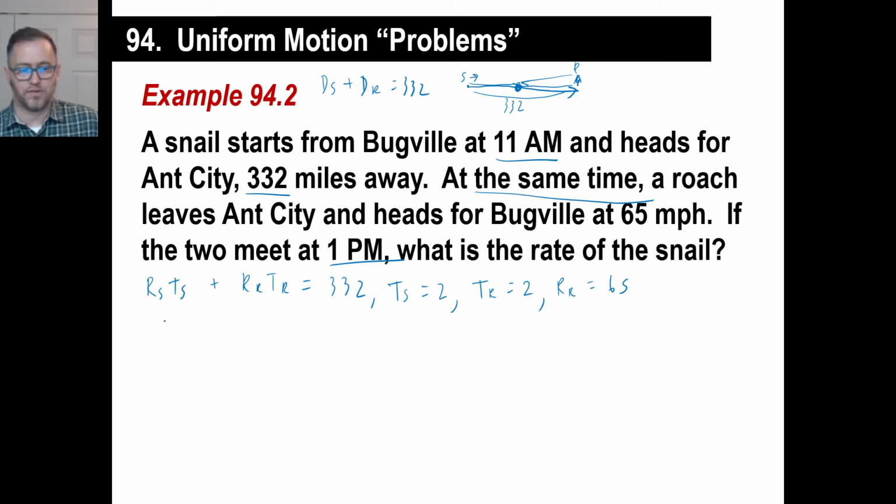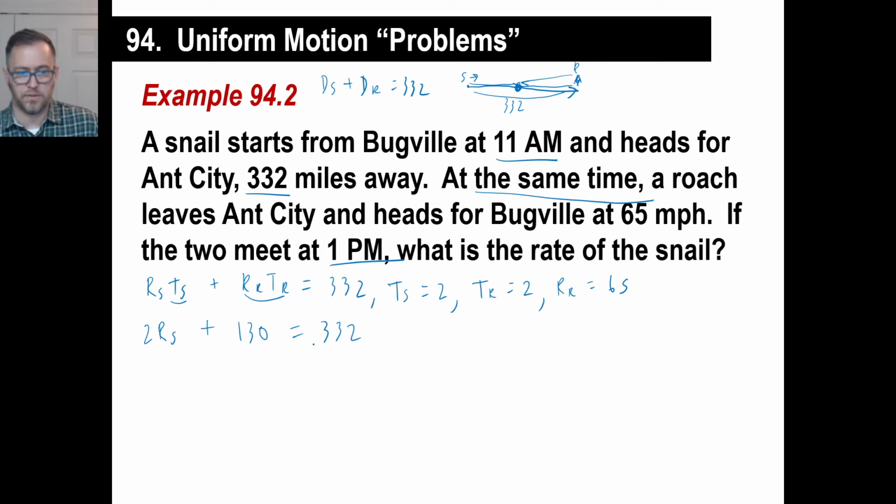Okay, I'm assuming you paused it. The time of the snail is 2. So I'm just going to put 2 times the rate of the snail, in other words, right there. Plus, the rate of the roach is 65 times the time of the roach, which is also 2. I'll just go ahead and put 2 times 65 is 130.